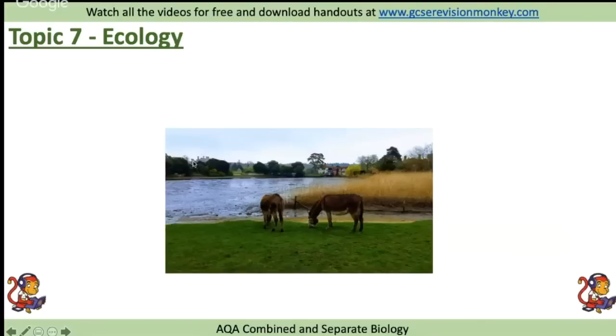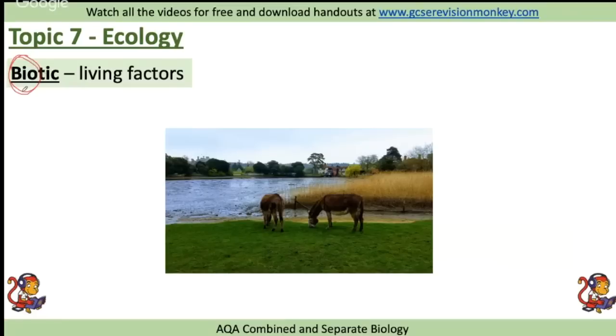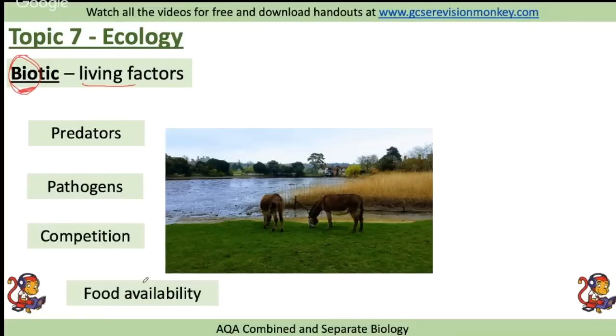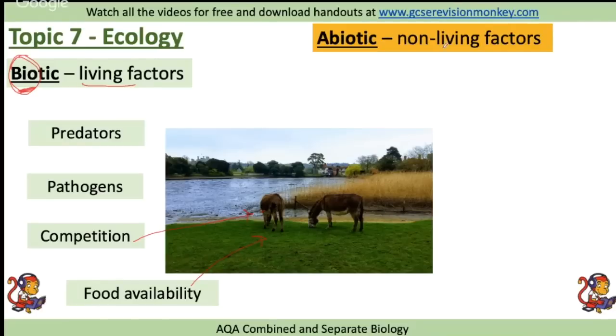So we talked about abiotic and biotic factors briefly. Biotic factors are the living ones. Biology is the studying of living things. So bio means a living factor. Predators are an example of a living factor. Pathogens, so causing diseases, competition between each other animals, and food availability. So if you think about these donkeys here, they would be competing with each other perhaps for food, and this would affect their survival. Abiotic factors, non-living factors, lots to do with weather on this one.